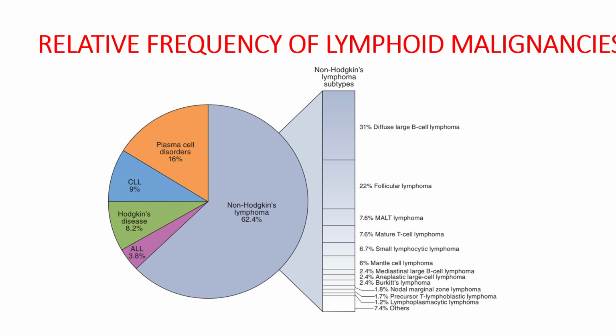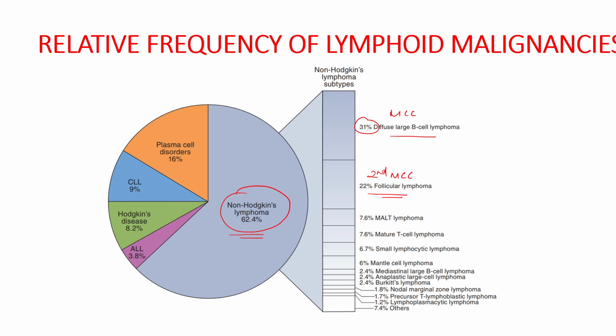Before starting the in-depth discussion on Hodgkin's lymphoma, let's first see the relative frequency of various lymphoid malignancies. So the most common lymphoid malignancy is non-Hodgkin lymphoma, which is responsible for about 62.4% of the cases. Among this, the most common subtype is diffuse large B-cell lymphoma, followed by follicular lymphoma, which is the second most common subtype of non-Hodgkin lymphoma.